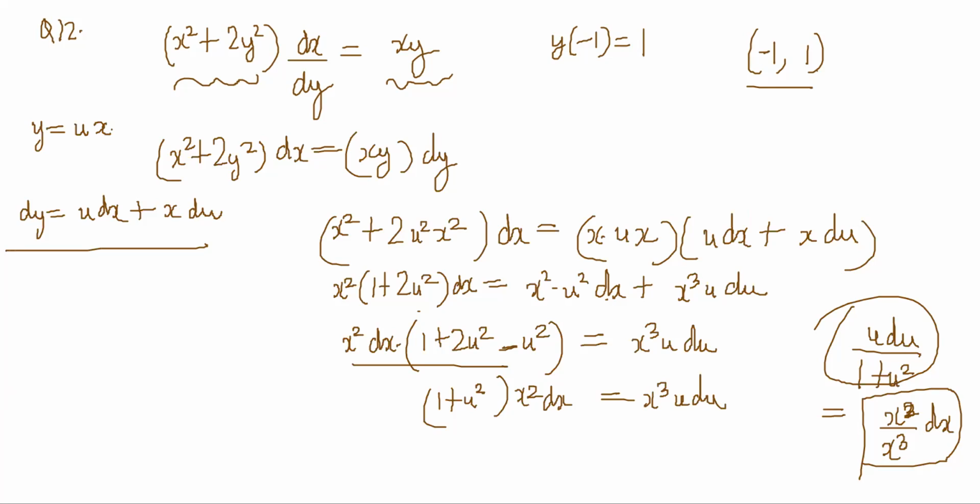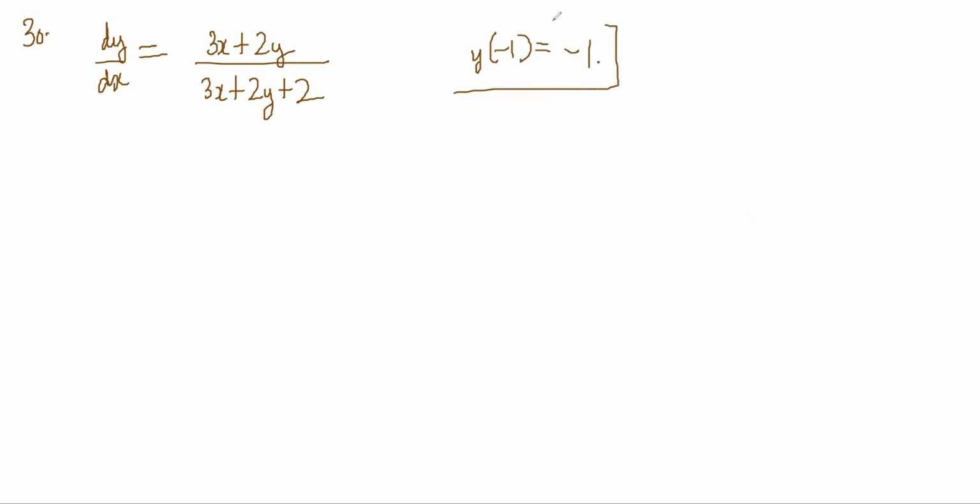Okay, so one last question. Let's do the 30th one of this exercise. dy by dx is equal to (3x plus 2y) by (3x plus 2y plus 2), and what value is given? y of -1 is equal to -1.